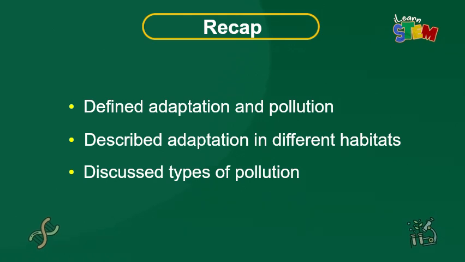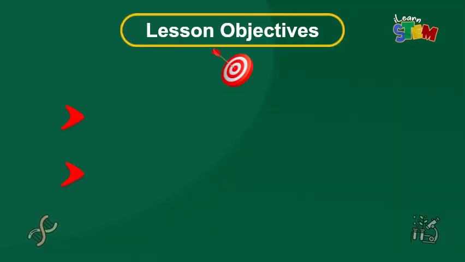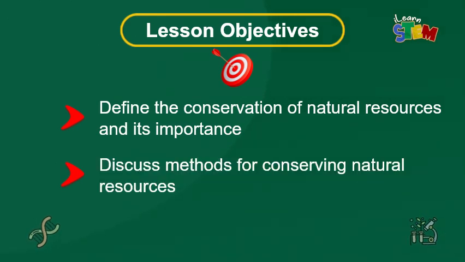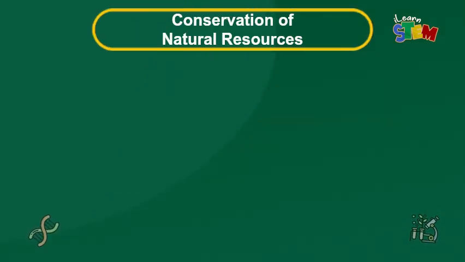Now, let's look at the lesson objectives. By the end of this lesson, you should be able to: 1. Define conservation of natural resources and its importance. 2. Discuss methods for conserving natural resources. Without further delay, let's define conservation of natural resources.